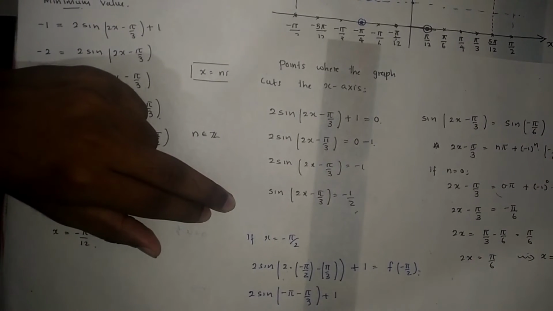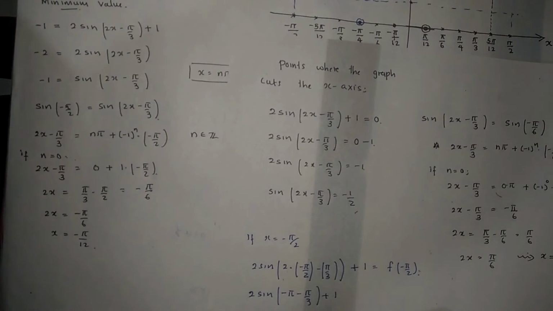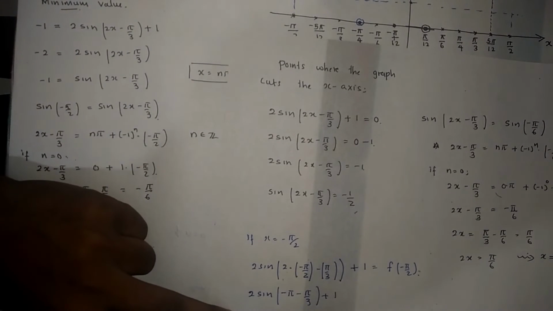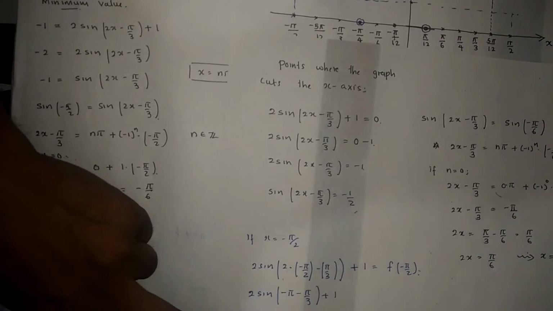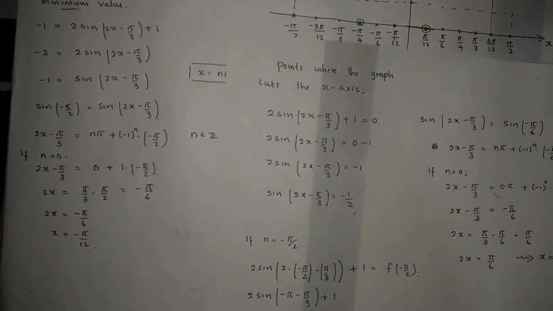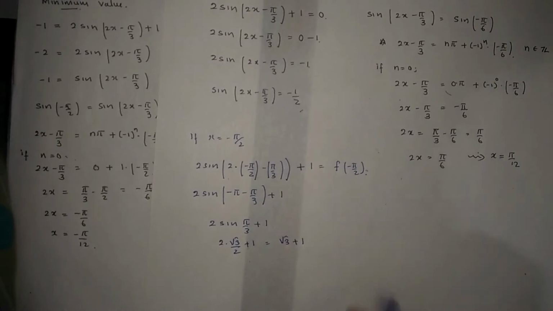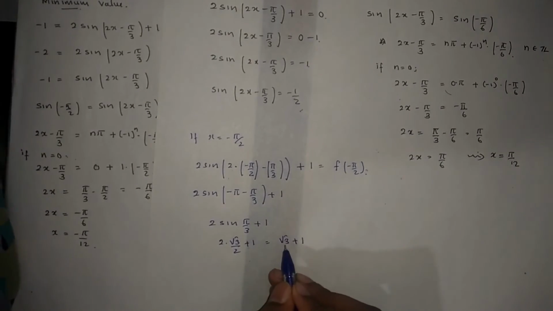So sine pi by 3 means it's like sine 60. That's going to be root 3 by 2. So 2 times root 3 by 2 plus 1. So your final value is going to be root 3 plus 1. Okay. So this is the answer. So it's going to be root 3 plus 1.